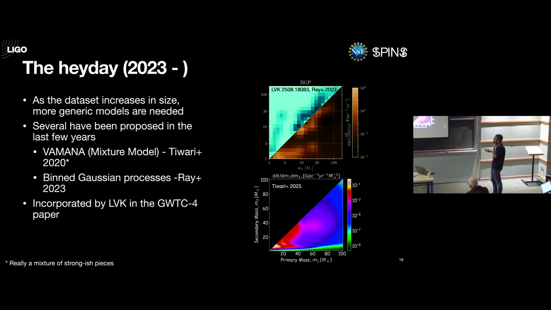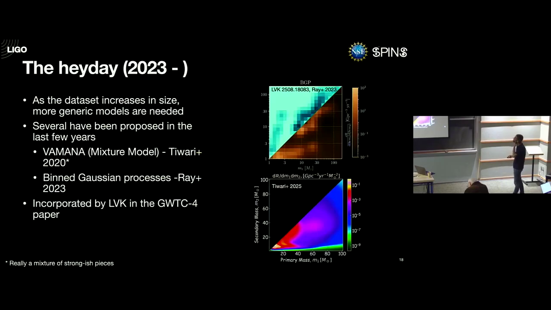We have seen the plot on top earlier today. This is M1 versus M2. Sorry, the y-axis got cut. We can forget about the blue half of the histogram. The orange and black is just the merger rate as a function of M1 and M2. And this is using a binned Gaussian process. The bottom panel shows the same kind of measurement using this mixture model, Vamana, which is a mixture of strong pieces like power laws and Gaussians and so on and so forth. Overall, they agree, which is nice.